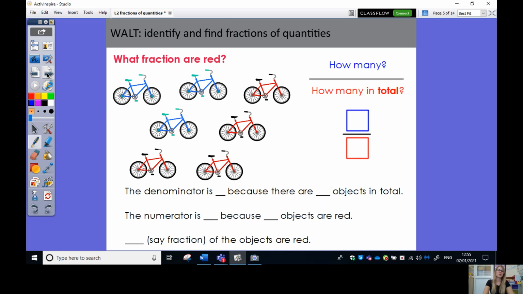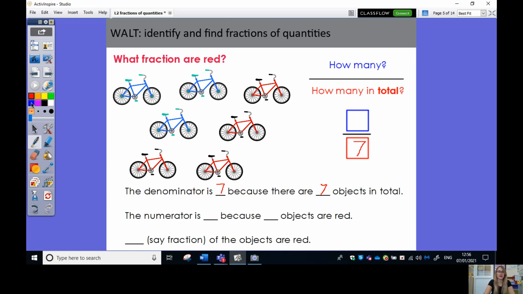Okay, moving on. So let's do these examples. So this time, what fraction are red? So we've got 1, 2, 3, 4, 5, 6, 7 bikes in total. So I should know now that needs to go on my denominator because that's how many parts in total. So the denominator is 7 because there are 7 objects in total. So I'm going to fill in my sentence to make that nice and clear.